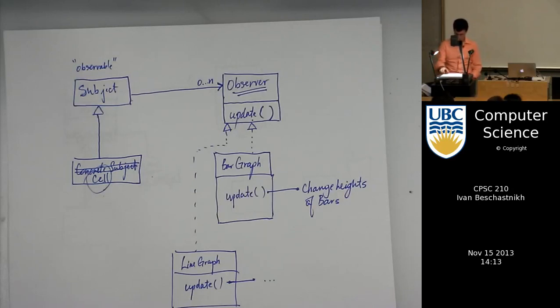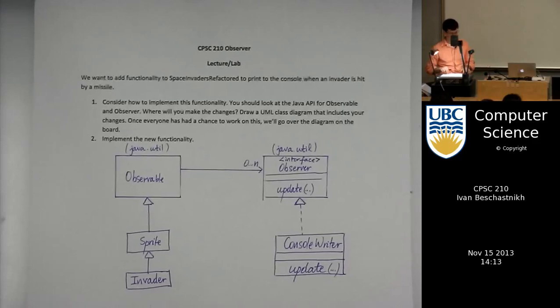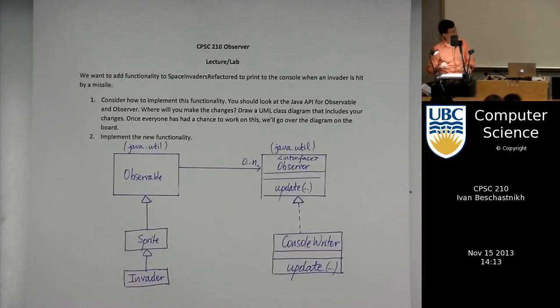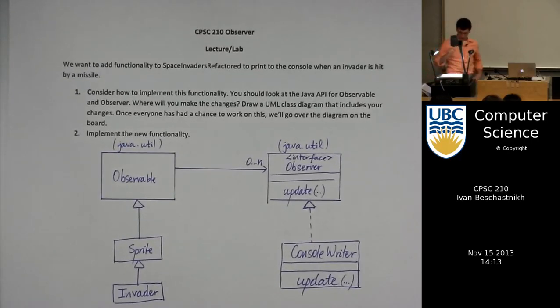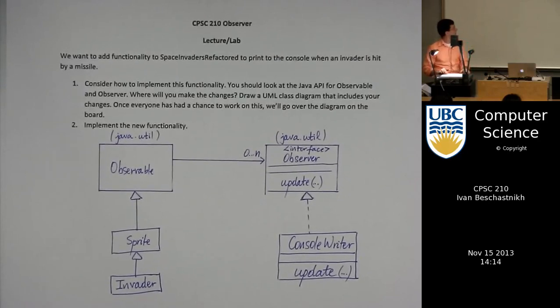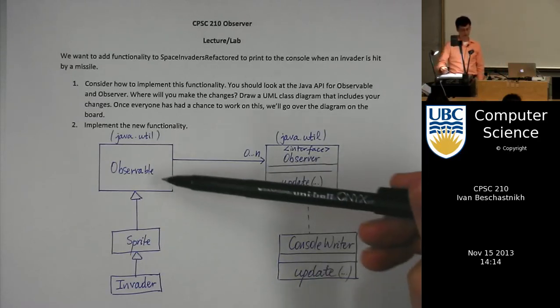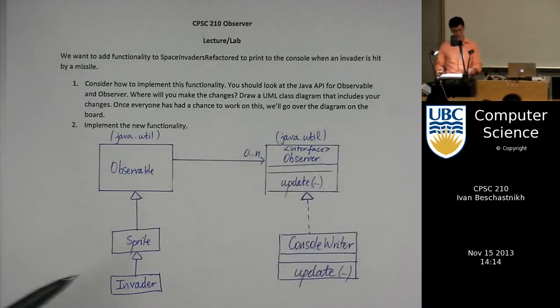So the lecture lab that we started last time was the following. Basically, I'm going to have you continue on this lecture lab, except that now I actually give you a little design pattern on the bottom. The way you should instantiate the observer pattern is by using the internal Java library observable and observer classes. Observer is an interface, observable is a class. And so you should make sure that sprite extends observable, and then invader extends sprite, already in the system. And then you should add a new observer called console writer, right?